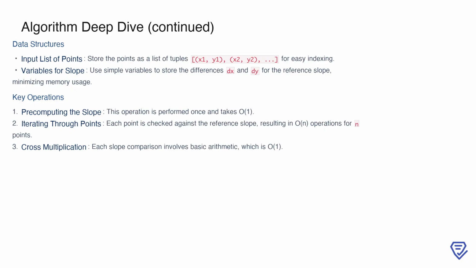Then, iterating through the remaining points involves checking each point against the reference slope, which is an O(n) operation for n points. Each slope comparison itself, using cross-multiplication, is a simple arithmetic operation that runs in O(1). This streamlined approach ensures the algorithm is efficient both in terms of time and space usage.